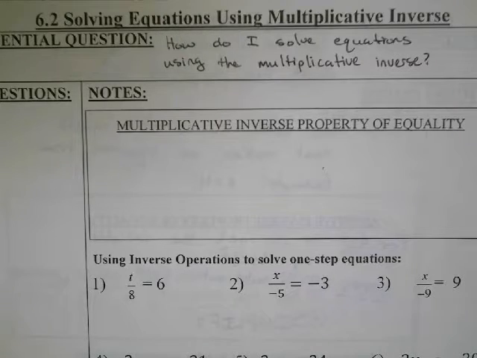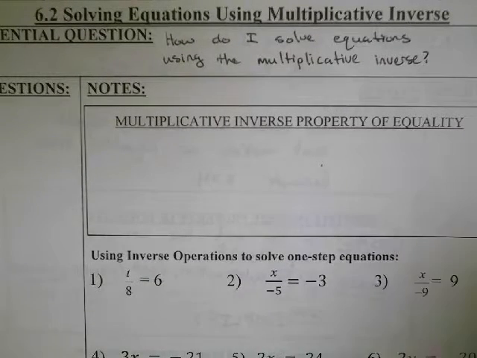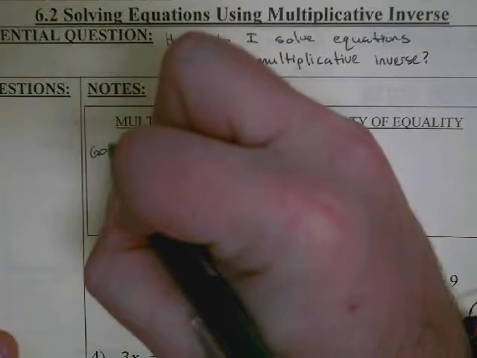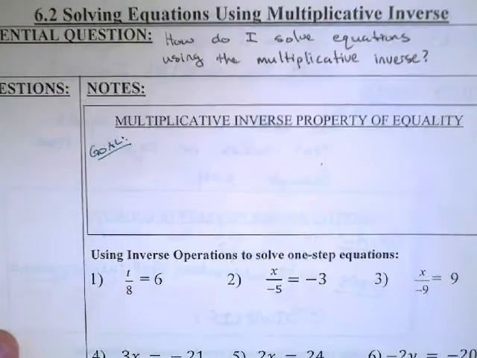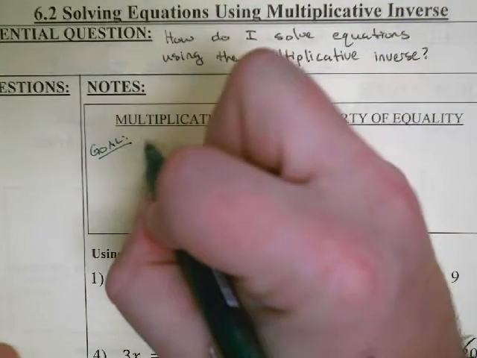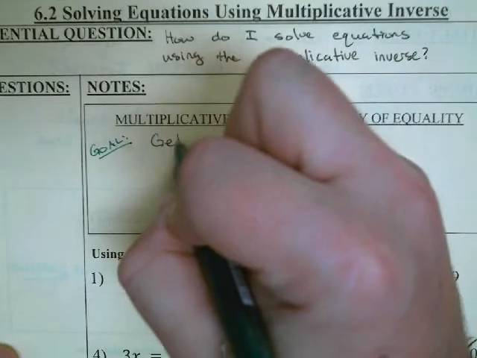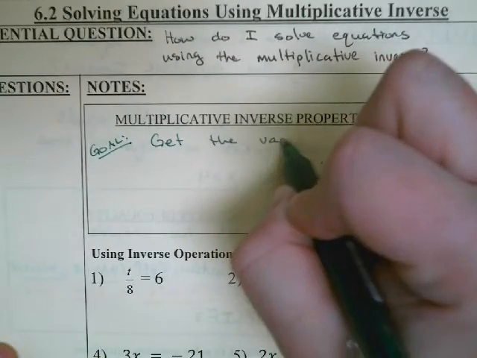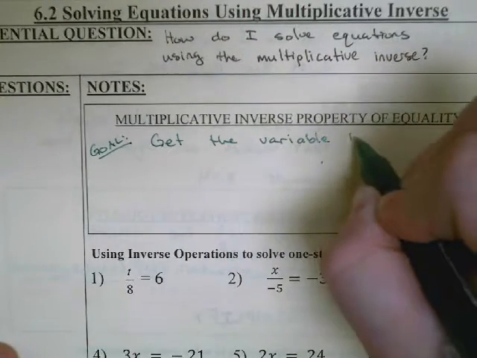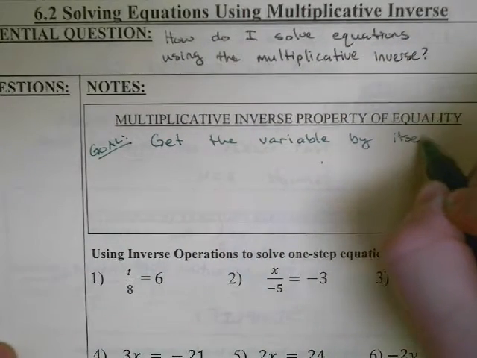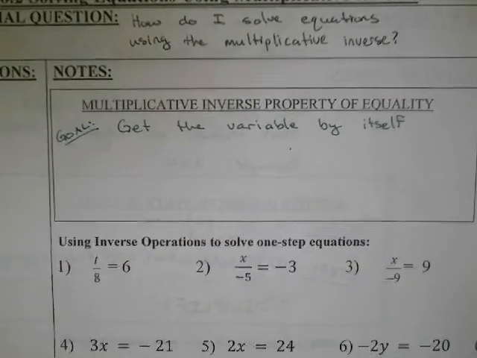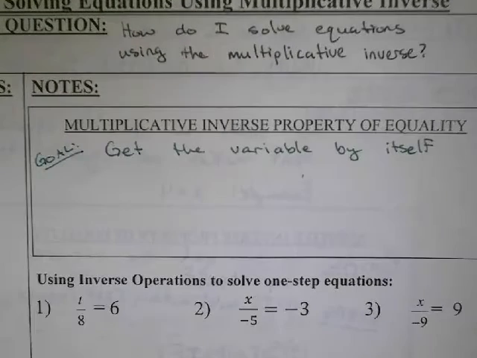Okay, so the way this is going to work is first I want to write our goal down again. Our goal is always to get the variable by itself. So we're always focusing on that side of the equation where the variable is, and we want to make sure that we get the variable all by itself, x equals, y equals, and we're done with that problem.